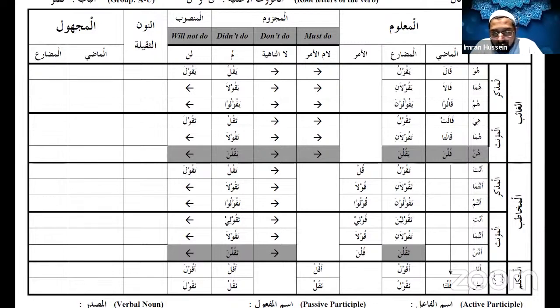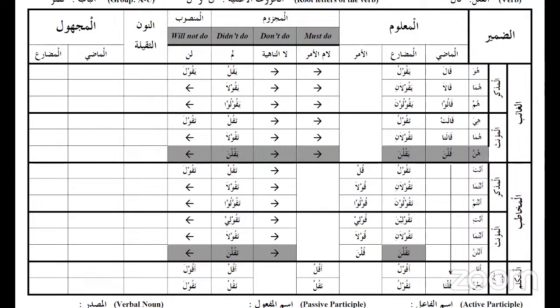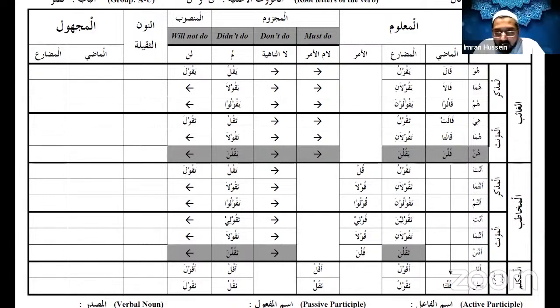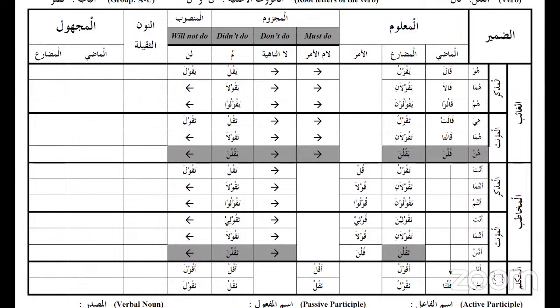Qultu, qulna. And the present tense? Present yaqulu, yaqulani, yaquluna, تقول تقولان يقولن تقول تقولان تقولون تقولين تقولان تقولن أقول نقول. Ahsanti. And the Amr? قل قولا قولوا قولي قولا قلنا. Excellent, excellent.